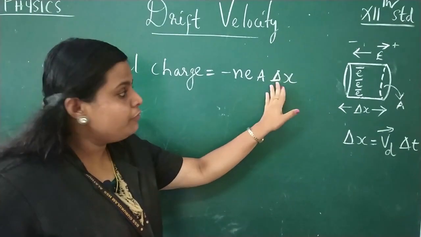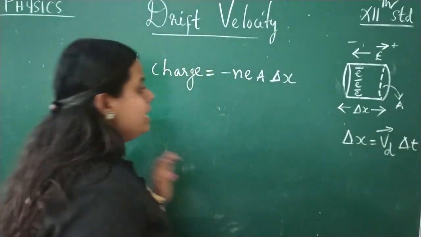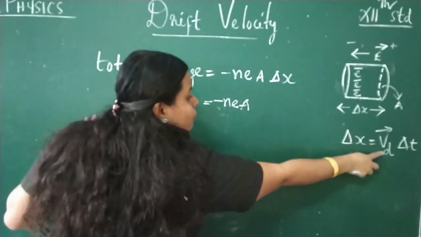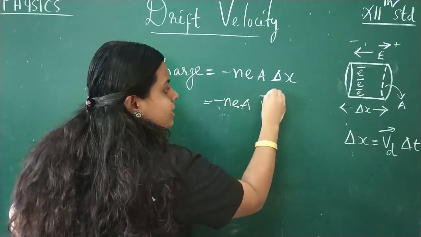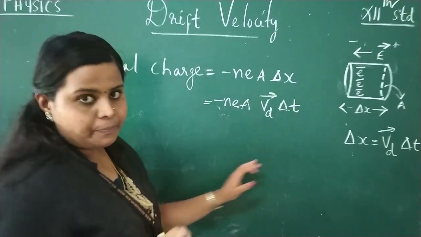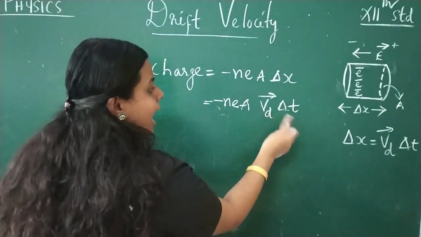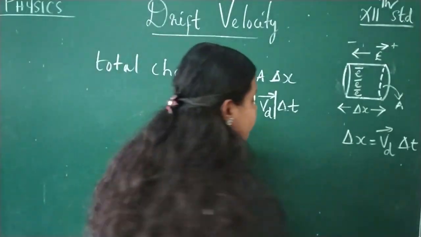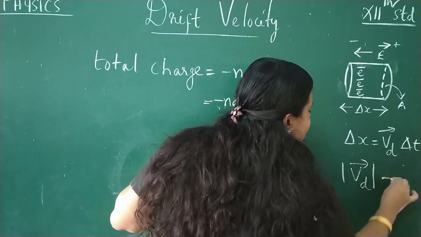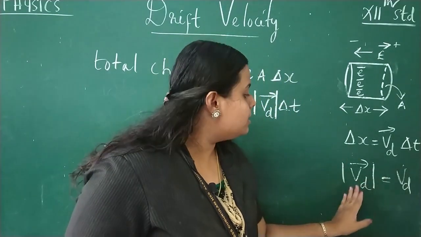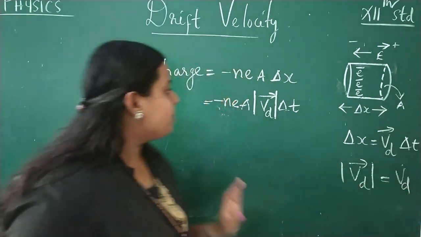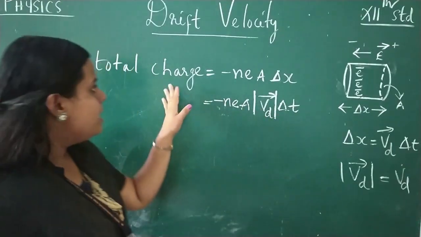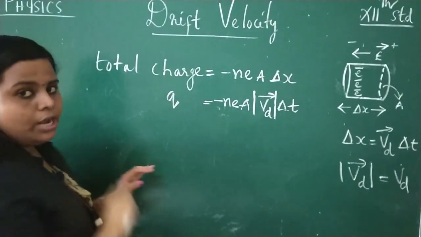And here we have an expression for delta x in terms of the drift velocity. So we can substitute for delta x, that is minus n into e into A into, what about delta x? Yes, drift velocity into the small time interval delta t. Here we can consider the magnitude of drift velocity, which is equivalent to Vd. So the total charge is minus n into e into A into Vd into delta t, which is actually represented by small letter q.